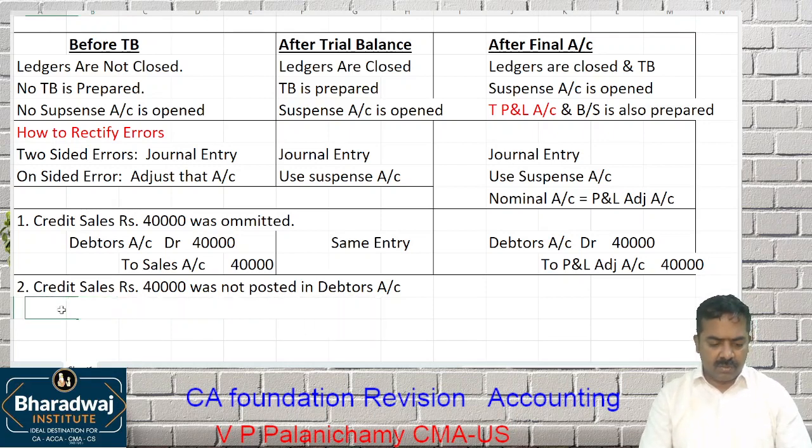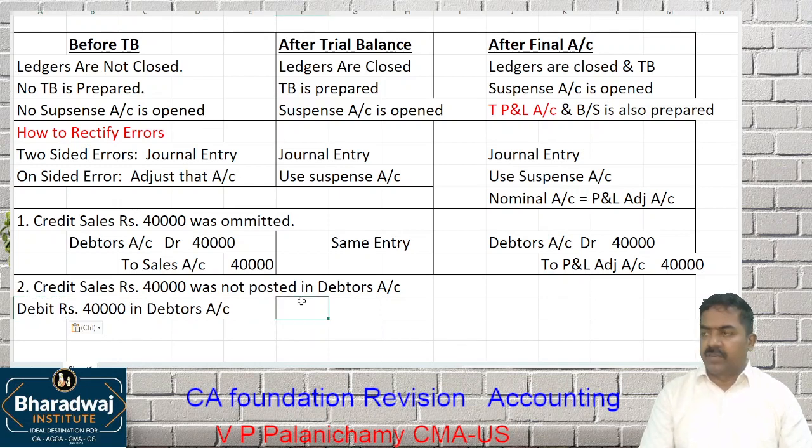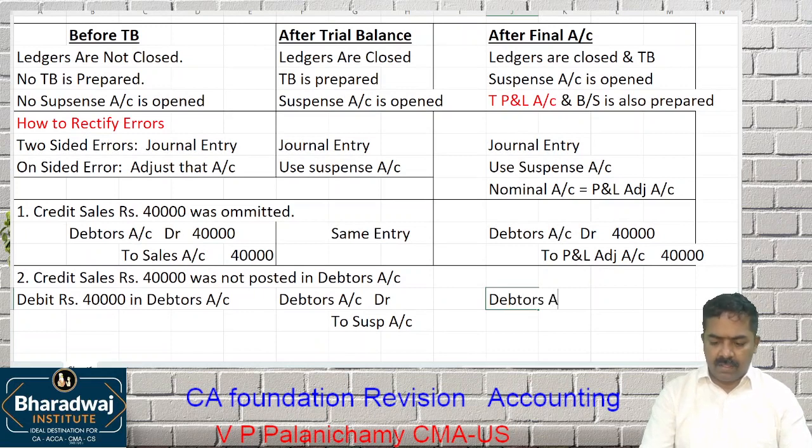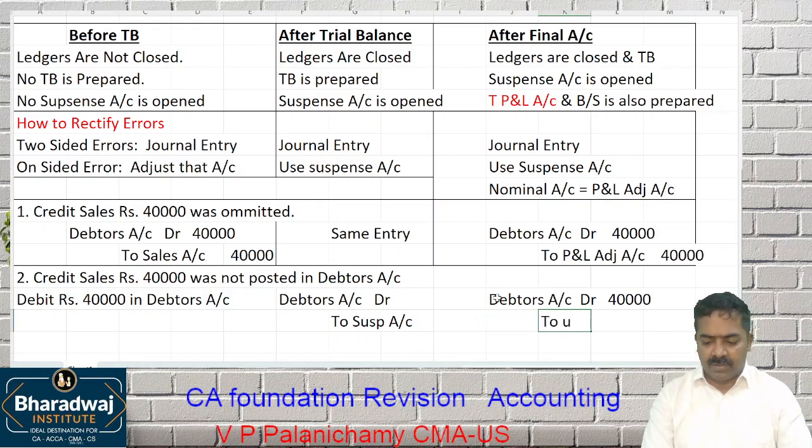Just adjust that account. If it is after trial balance, what will you do? Debtors account debit to which account? Suspense account 40,000. Debtors account debit to suspense account, how much? 40,000. If it is after final accounts, debtors account debit 40,000. There is no nominal account here. Debtors account is a nominal account or personal account? So to suspense.